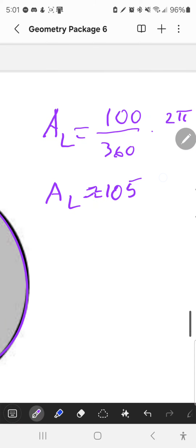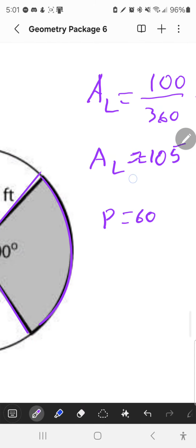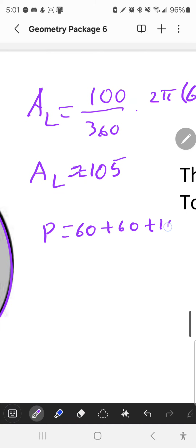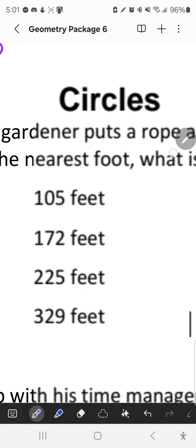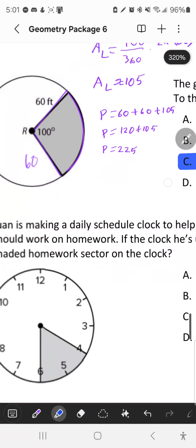So we need the perimeter. So the perimeter will be equal to 60 plus 60 plus 105. And 60 plus 60 is 120, plus 105 is 225, which is option C.